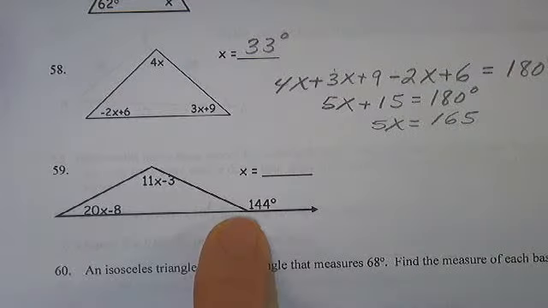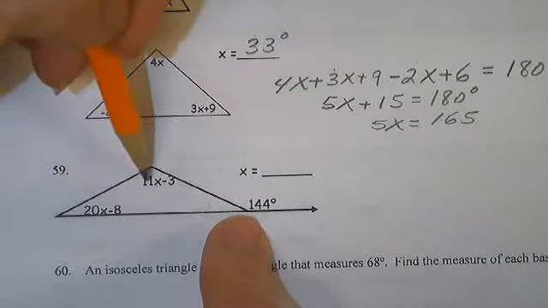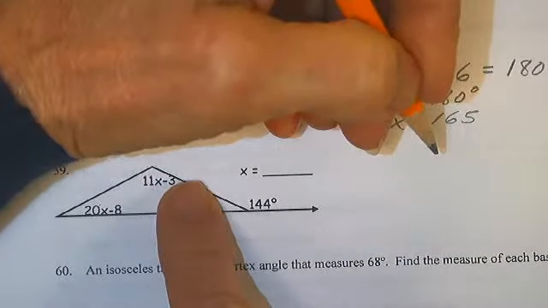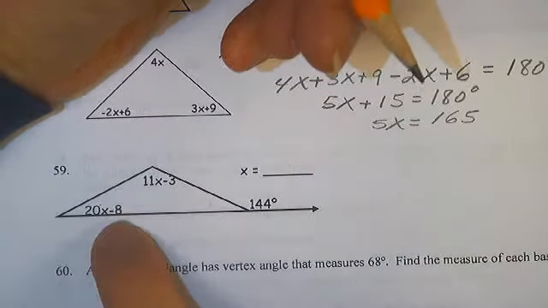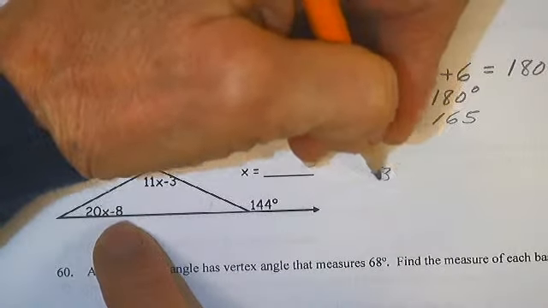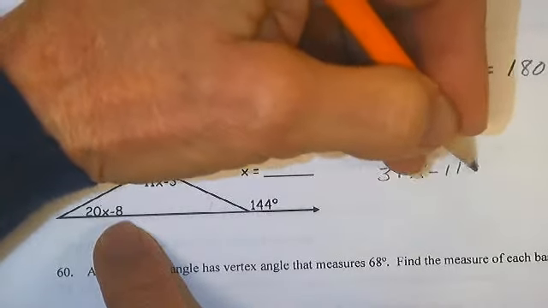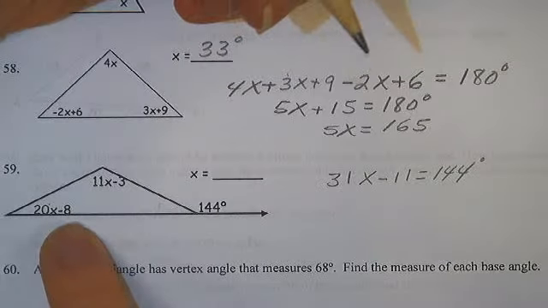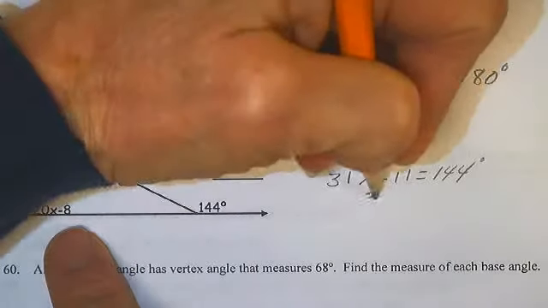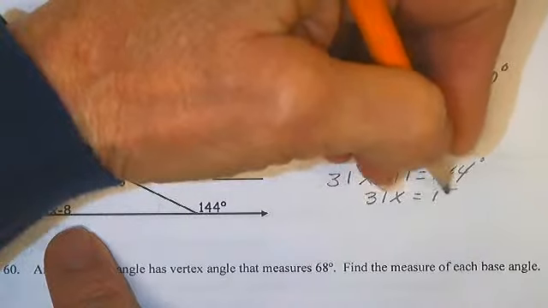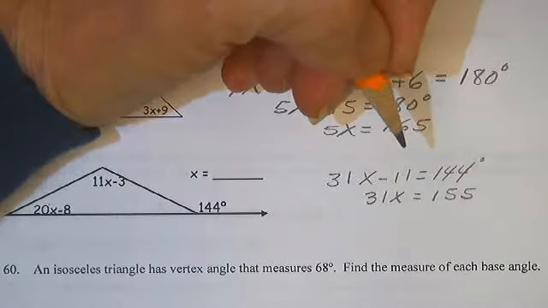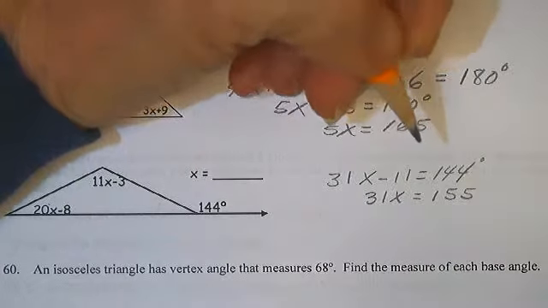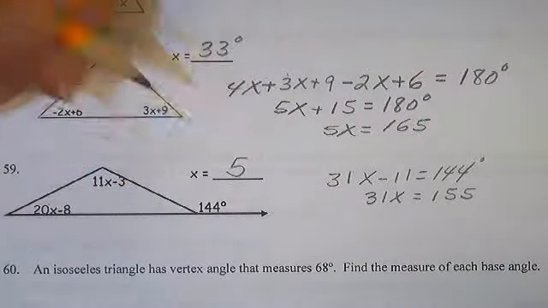Here we have this plus this equal 144. 11x minus 3 plus 20x minus 8 is 31x minus 11 equals 144. By the exterior angle theorem, add 11 to each side. 31x equals 155. 155 divided by 31 gives us x equals 5.